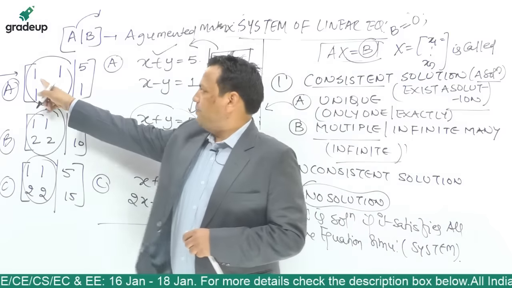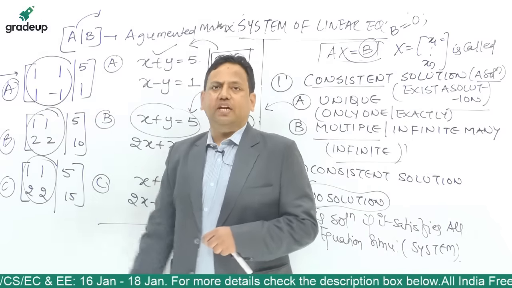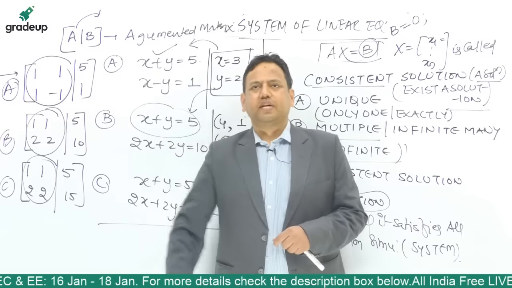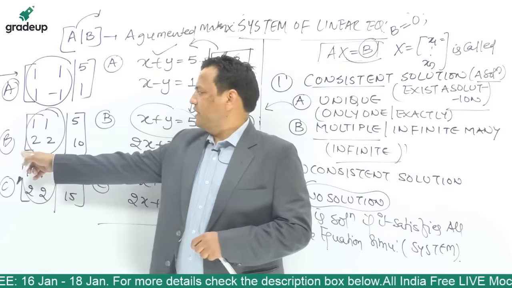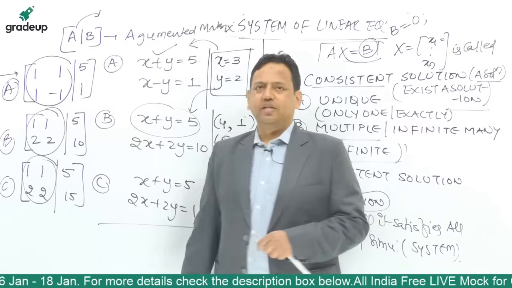So I am writing the A part. What is the rank of this part which I have circled? Everybody, I am just waiting for your answer. Then what is the rank for B and what is the rank for C?